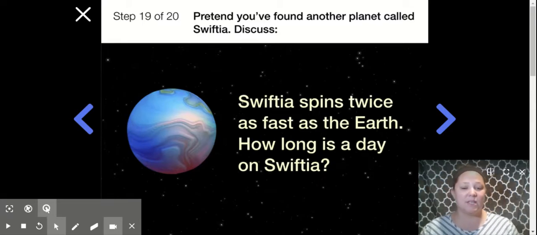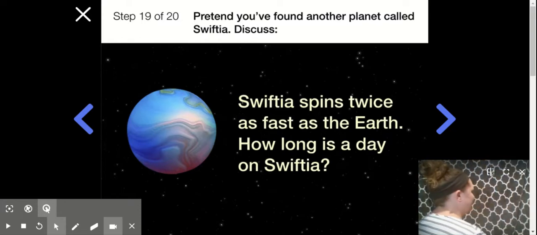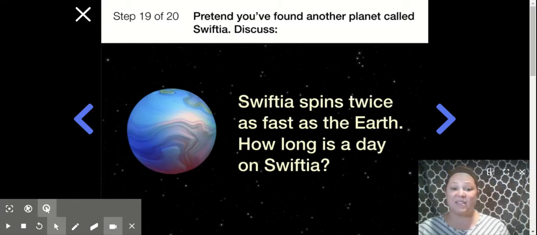So I'm going to try my best to mimic these spins as proportionately as possible. So here's 24 hours. That's a normal spinning speed for me on planet Earth. Now Swiftia, twice as fast. So this would be twice as fast. How many hours would that be?